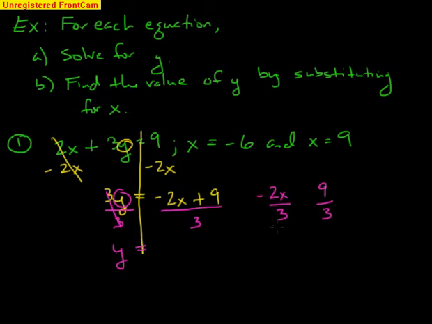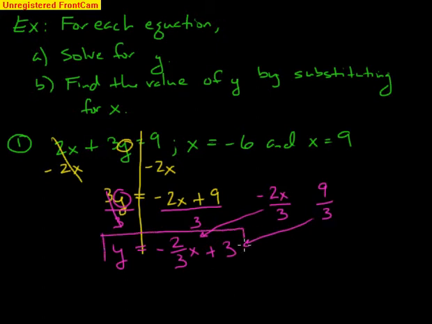Negative 2 and 3 do not share any common factors, so this does not reduce. It's just negative 2/3, and the x comes after. Now, 9 divided by 3 is 3. It's positive, so we put a plus 3. So this became that, and this is the first part of your answer. That's part A, if you will.